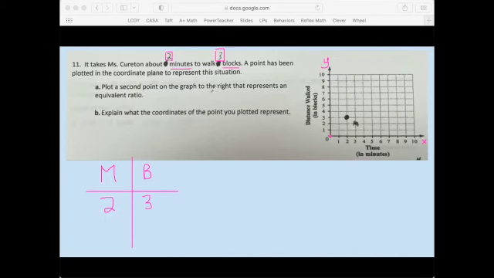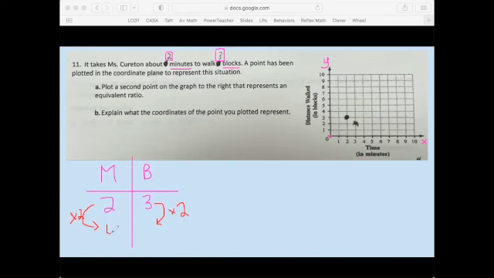It says plot a second point on the graph to the right. This is the graph that represents an equivalent ratio. So what this means is we can take the ratio 2 to 3, which is minutes to blocks, and we can make any equivalent ratio that we'd like. Me personally, I like to use smaller numbers. So I'm going to multiply both quantities by 2.